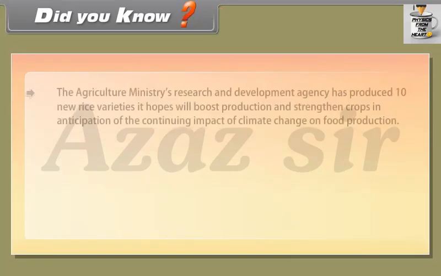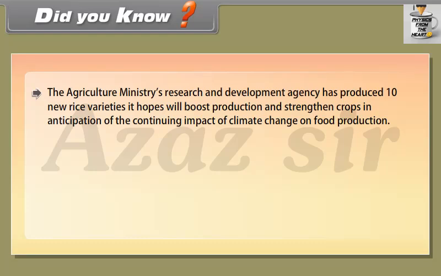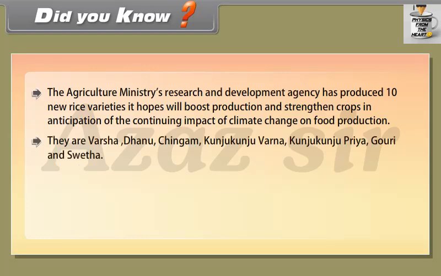Did you know the Agriculture Ministry's Research and Development Agency has produced 10 new rice varieties? It hopes it will boost production and strengthen crops in anticipation of the continuing impact of climate change on food production. They are Varsha, Dhanu, Chingam, Kunju Kunju Varna, Kunju Kunju Priya, Gauri and Swetha.